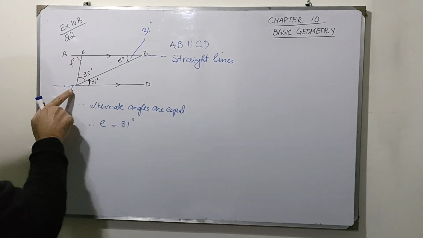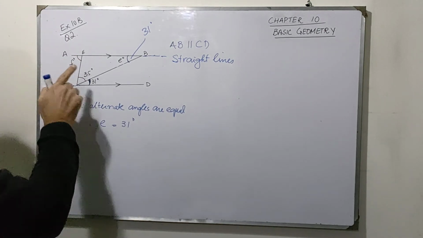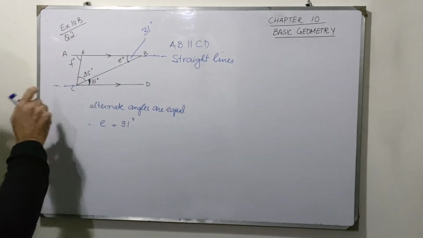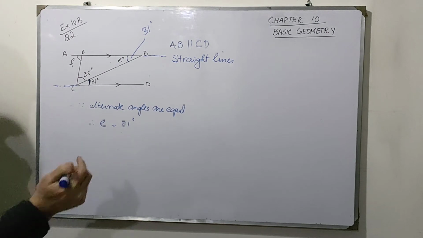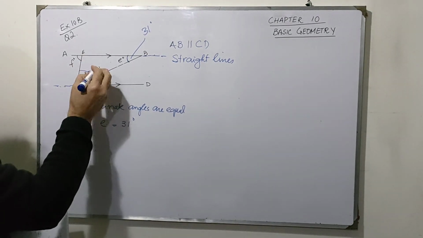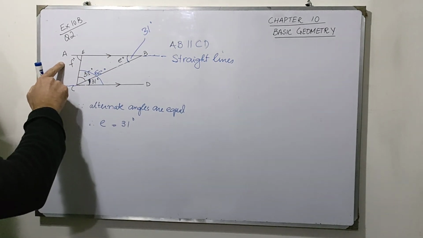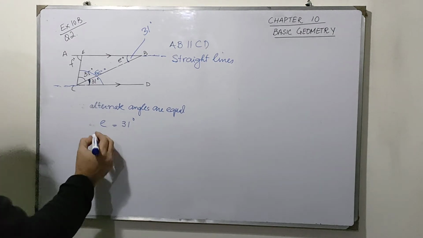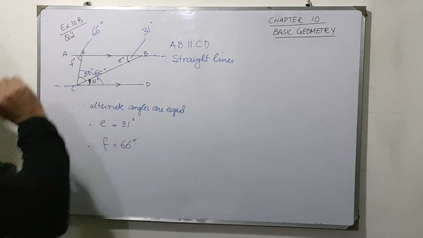Now consider this transversal CE. This is also making the same sort of angles, alternate angles. One angle is F and another angle is this, 31 plus 35. Both are on the same side of the transversal, so we can consider it like this. 31 plus 35 is 66. So on one side of the transversal we have F degrees, and on the other side we have 66 degrees. Alternate angles are equal, so therefore F is equal to 66 degrees.